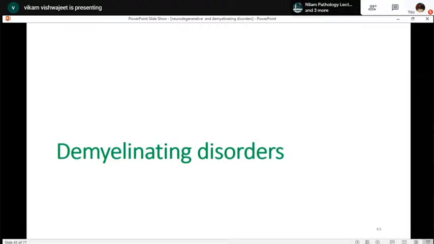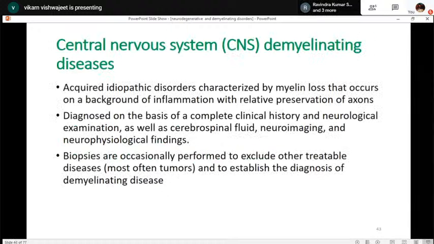So coming to the next part of the presentation, demyelinating disorders. Demyelinating disorders are acquired idiopathic disorders which are characterized by myelin loss and occur on a background of inflammation. The most important point is that there should be preservation of neurons and axons, which can be highlighted by neurofilament immunohistochemistry or by silver impregnation methods.